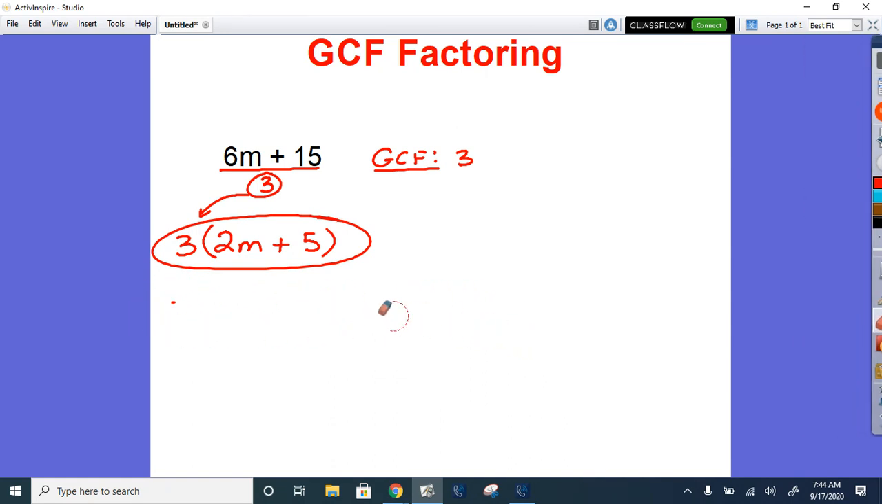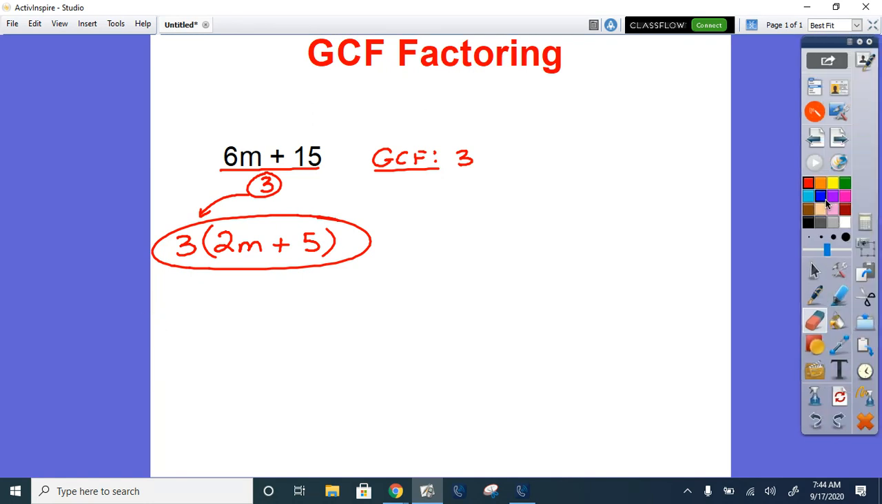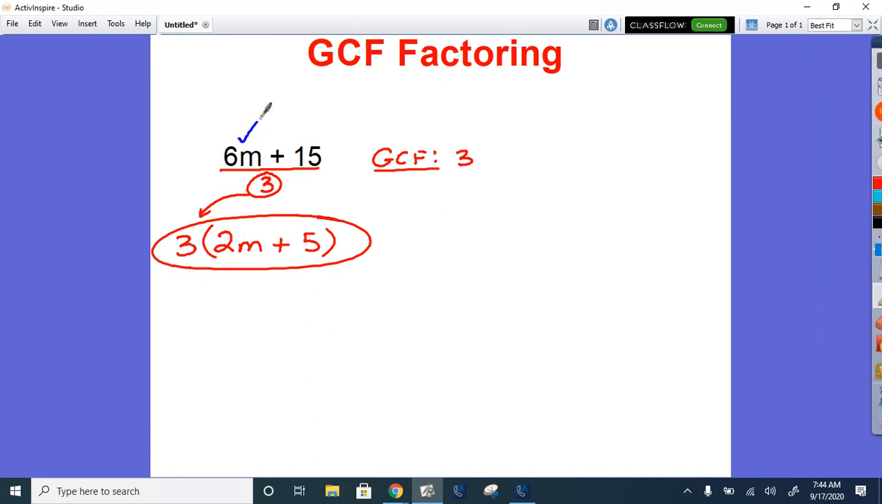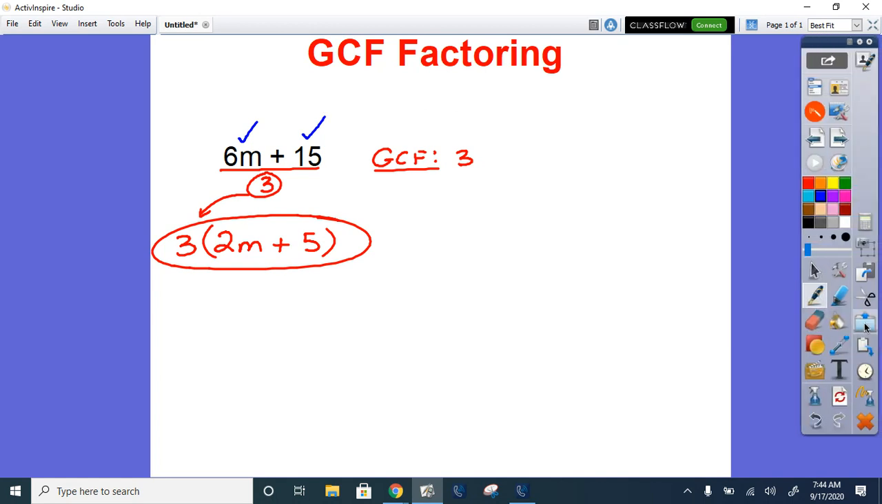How I can check my answer is then to literally come back and distribute that 3 into both terms. So mentally, I'm going to come through and say, all right, what's 3 times 2m? I get 6m. What's 3 times 5? I get 15. That confirms my solution at least makes sense when I pulled out that GCF.